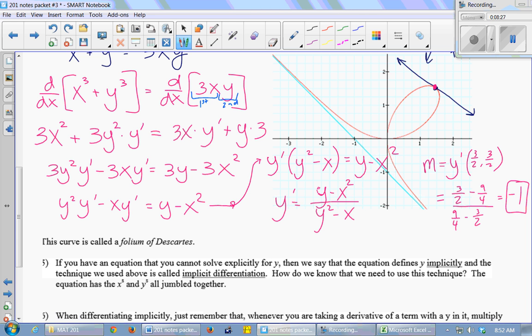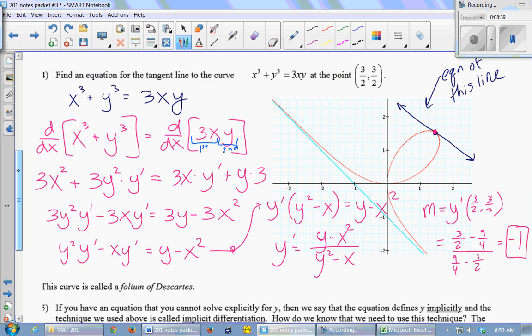How do I write the equation? I know the slope. What else do I need? One point. One point with two coordinates, an x and a y. Do we know a point on that line? Yeah, what are its coordinates? 3/2, 3/2. The point of tangency. Right? This point is on the line. And I know the slope of the line is -1, so I can write the equation of the line.